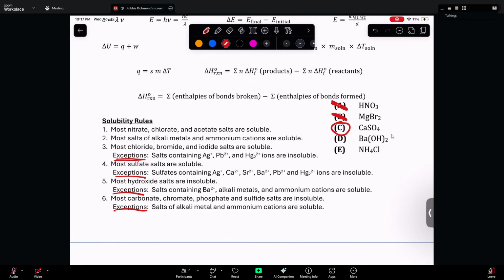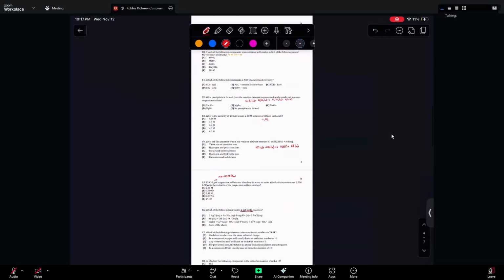But let's check all of our answers just to be 100% sure. Barium hydroxide. Most hydroxide salts are insoluble. However, if we have barium, it will be soluble. Then ammonium chloride. Most ammonium cations are soluble. No exceptions there. So answer choice C is going to be our answer.